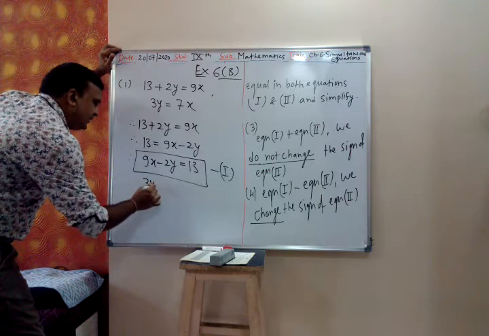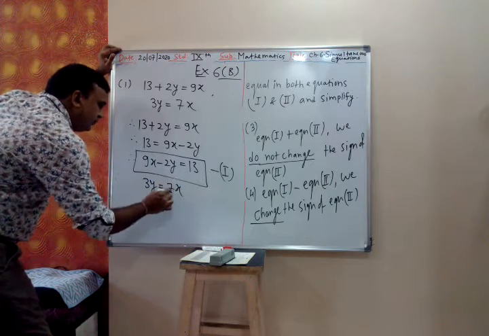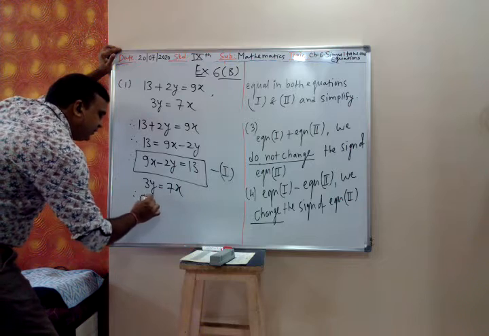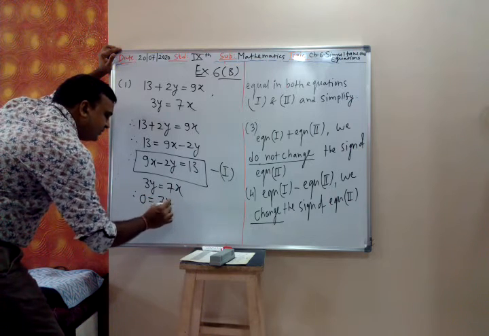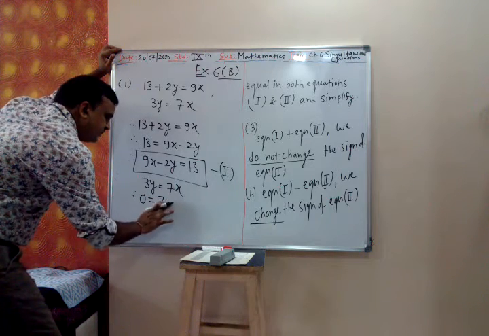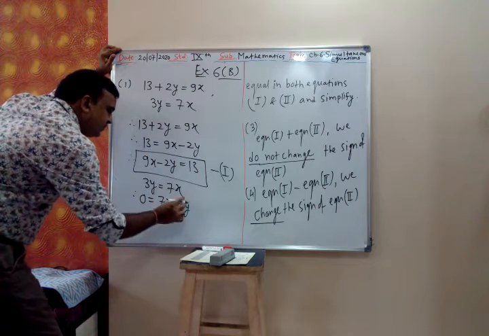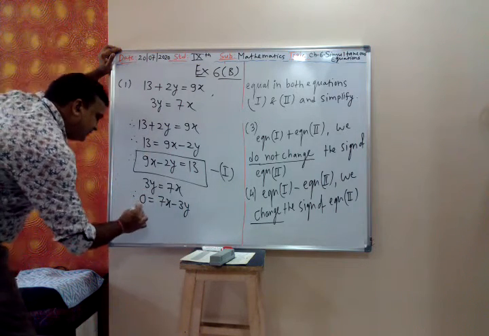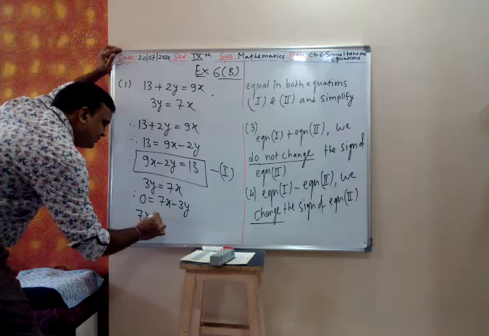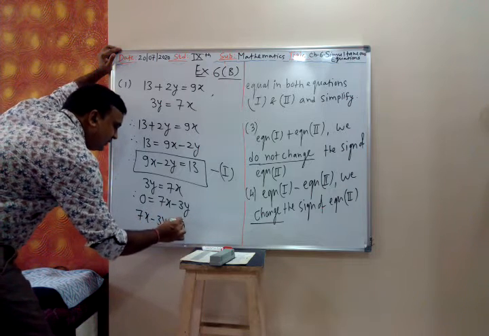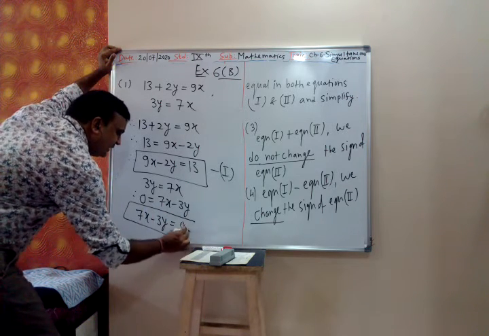3y is equal to 7x, which I can write as 0 is equal to 7x minus 3y. I will take 3y on the other side, so 7x minus 3y is equal to 0. This is my second equation.